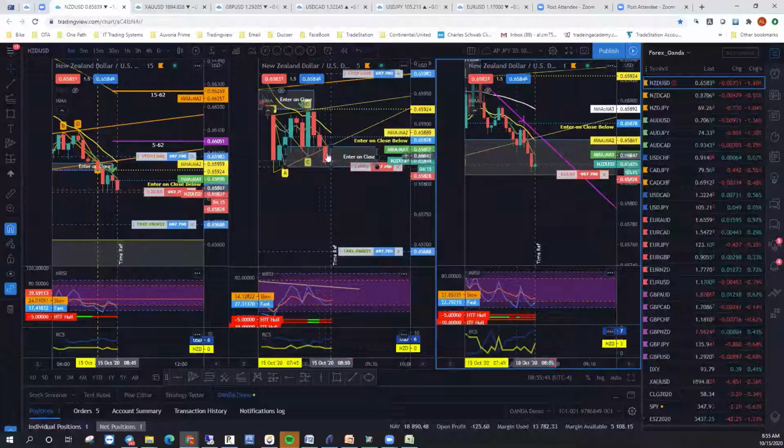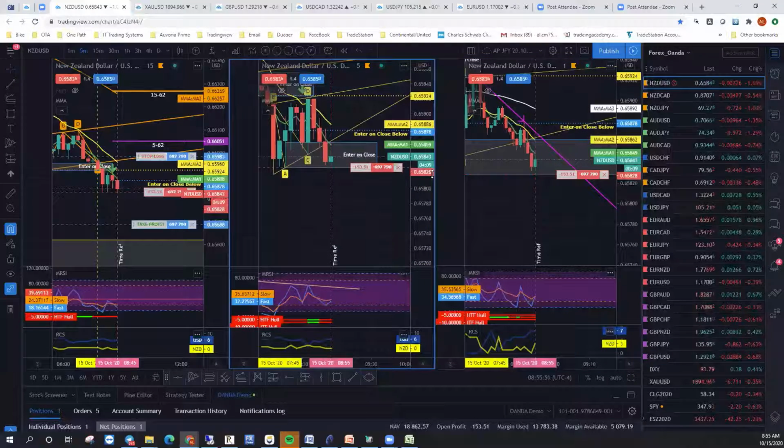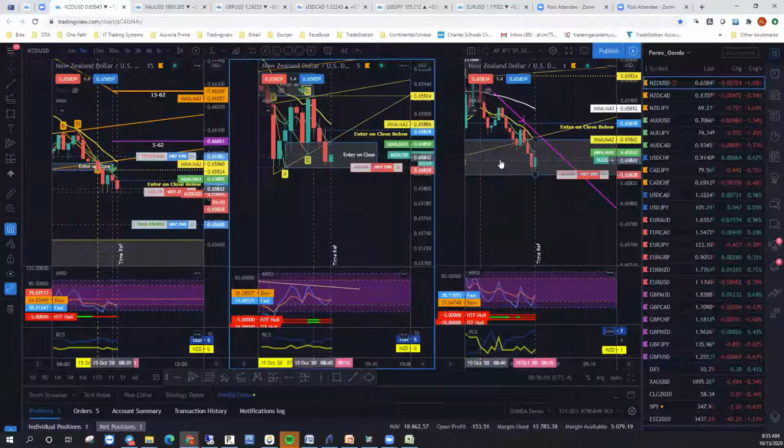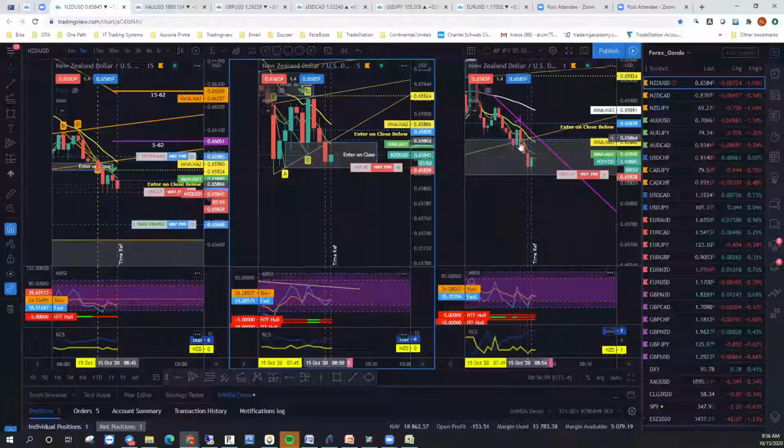Okay, there we got the 5-minute close inside this. We got a little green candle. We have 2 red candles on the 1 minute. Here's the single red 5-minute candle, but we have 1, 2, 3, 4 red candles that have closed underneath this trend line.